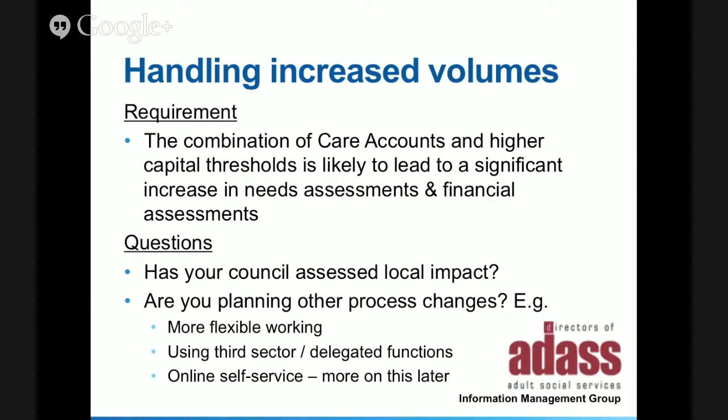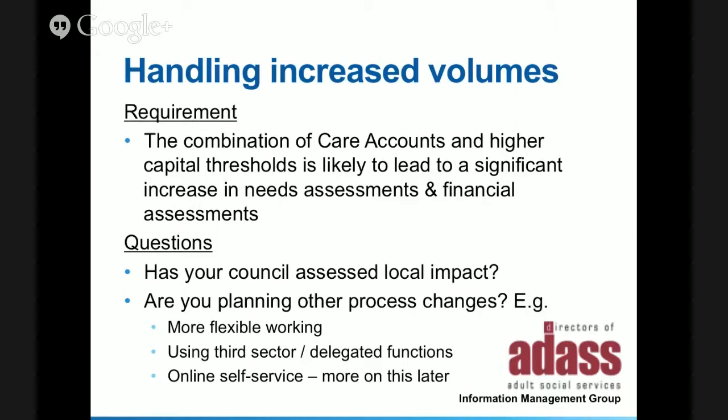But don't forget the other factor is the raising of the capital threshold. So if you've got a lot of properties where the value of someone's home is below 118,000, which is the new capital threshold, then you'll have a big increase in financial assessments and people eligible for part-funded council care. And I expect that applies to a lot of people, a lot of authorities in this region.